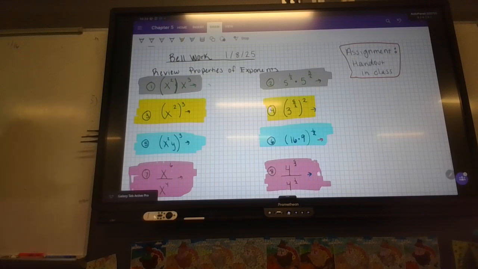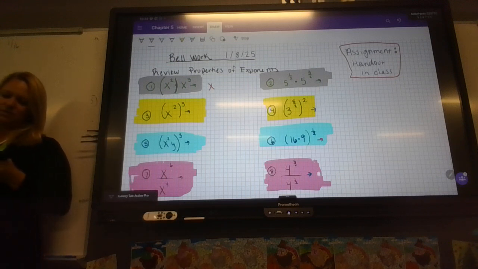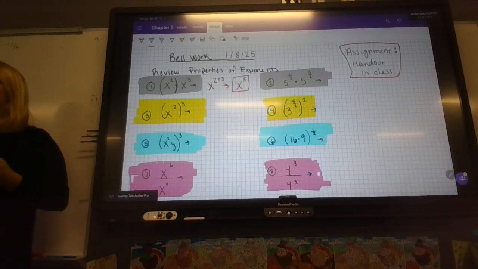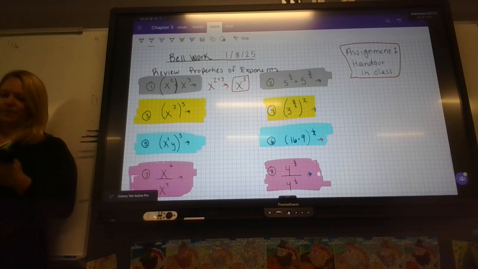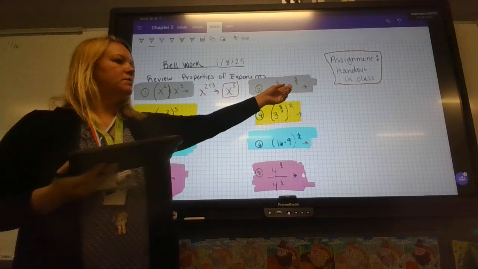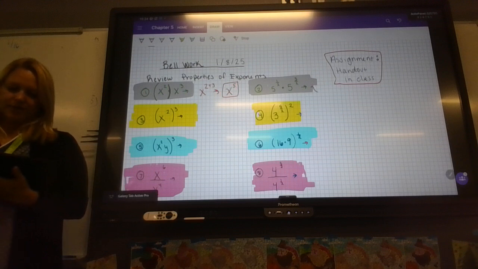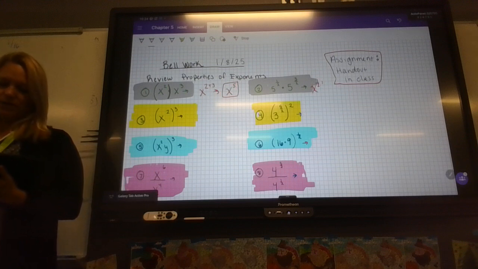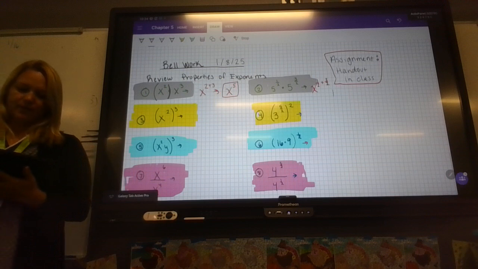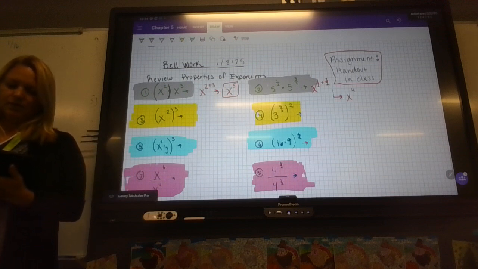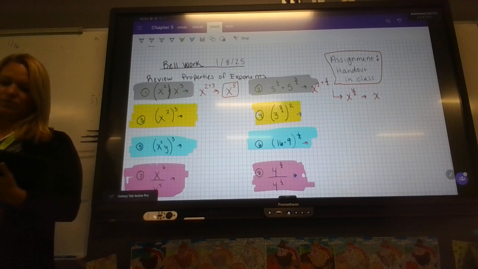Alrighty, number 1. Product property says you add exponents, so this is just x to the 2 plus 3, x to the 5th. So then when I go to number 2, same concept with fractions. Don't get intimidated by the fractions. Just add them. Product property means add the fractions. 1/2 plus 3 over 2 would be 4 over 2, which would be x squared.